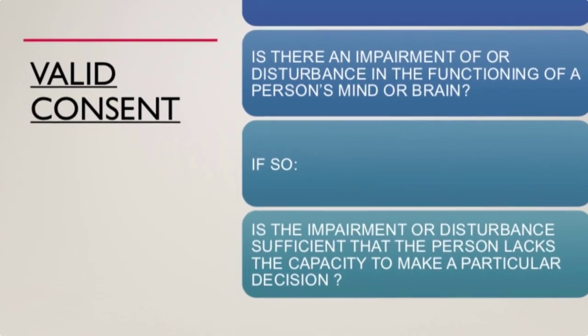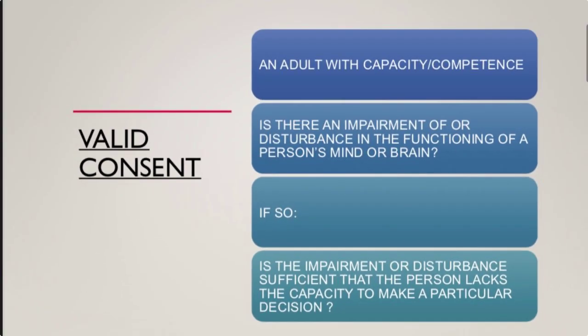For consent to be valid, the individual must have the capacity or competence to make decisions. This involves determining: 1. Presence of impairment or disturbance: is there a disruption in the functioning of the person's mind or brain? 2. Impact on capacity: if such impairment exists, does it sufficiently limit the person's ability to make the specific decision at hand? Assessing capacity ensures that decisions are informed, voluntary, and made by someone capable of understanding and weighing their choices.